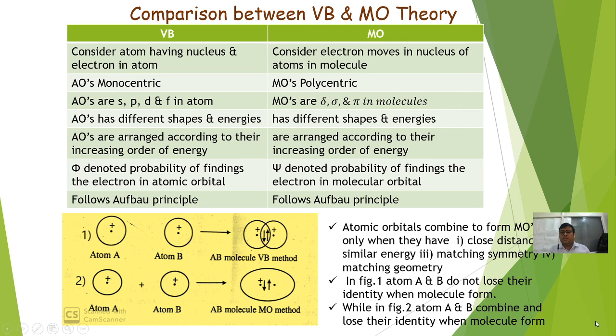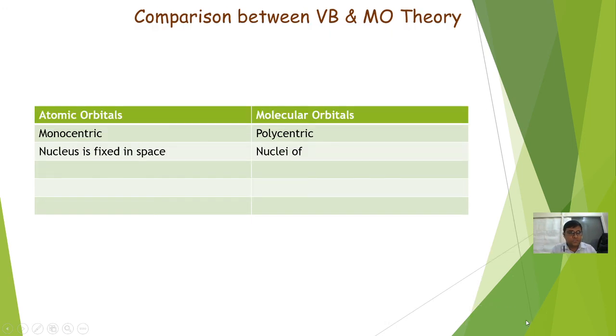Again, in figure 1, as we discussed earlier, atoms A and B do not lose their identity when the molecule forms, while in figure 2, atoms A and B combine and lose their identity when the molecule forms. In the next lecture we will see the comparison between atomic orbital and molecular orbital.